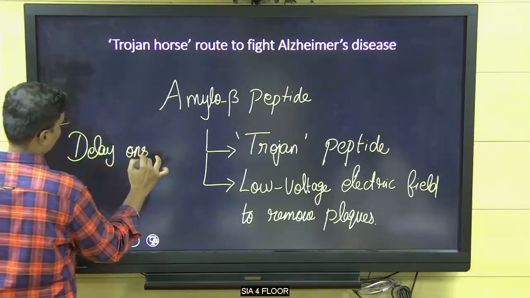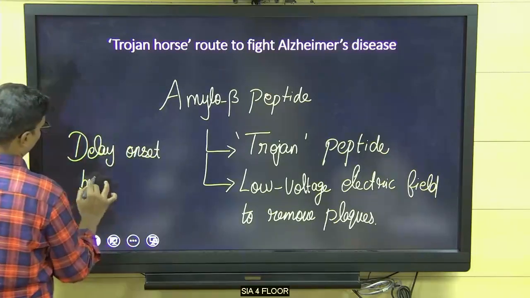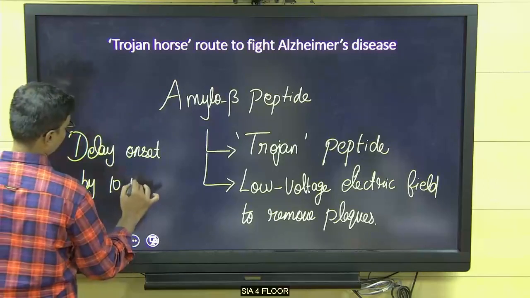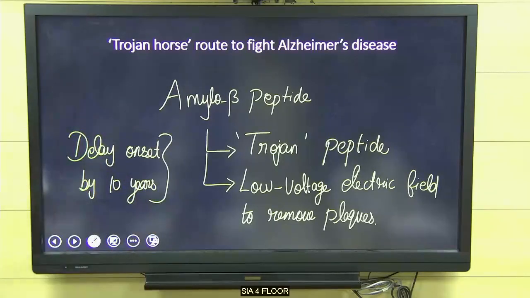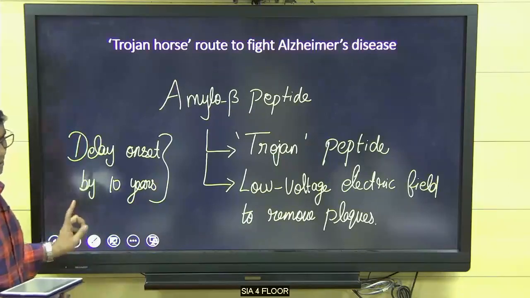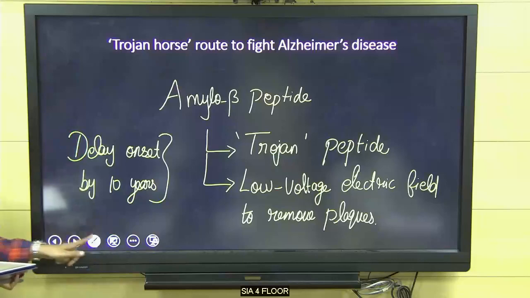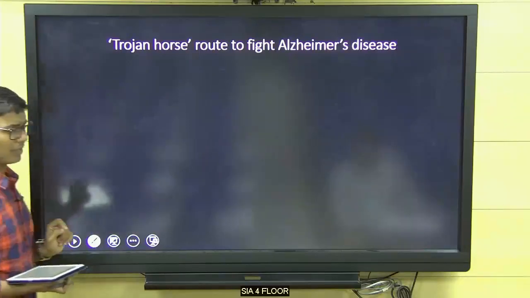Delay onset at least by 10 years. Based on the present experiments, they're saying it can delay the onset of dementia by at least 10 years. This is considered to be a significant technological advancement. It's published in PIB also. Pay attention to it. Now coming to the mains aspect, dementia is a growing problem.